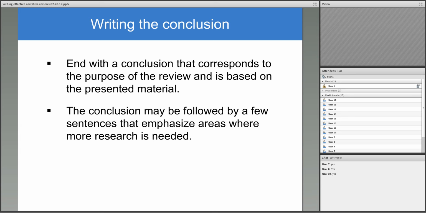Also, make sure the conclusion is based on the presented material. Avoid introducing new supporting material at the very end. The central conclusion statement may be followed by a few sentences that emphasize areas where more research is needed and sketch out some specific next steps.